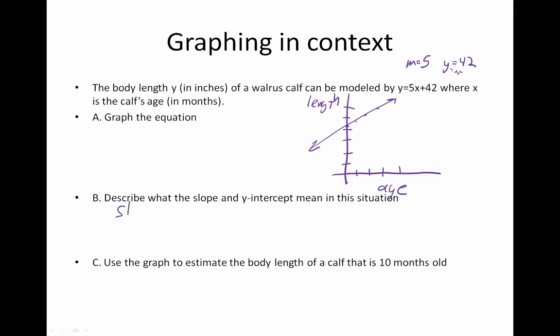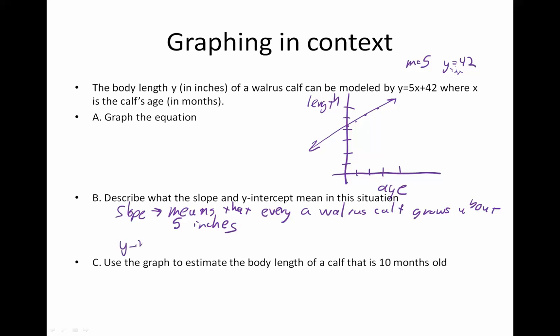So the slope means that every month a walrus calf grows about 5 inches. Because every month it's increasing by 5 inches, right? 1 month, 5 inches. So that's what the slope means.